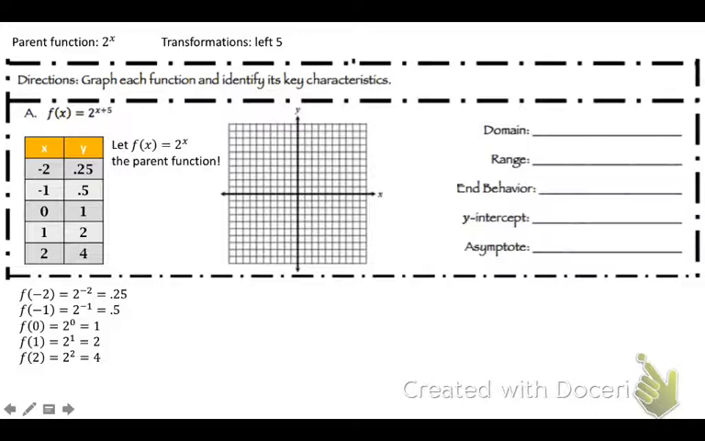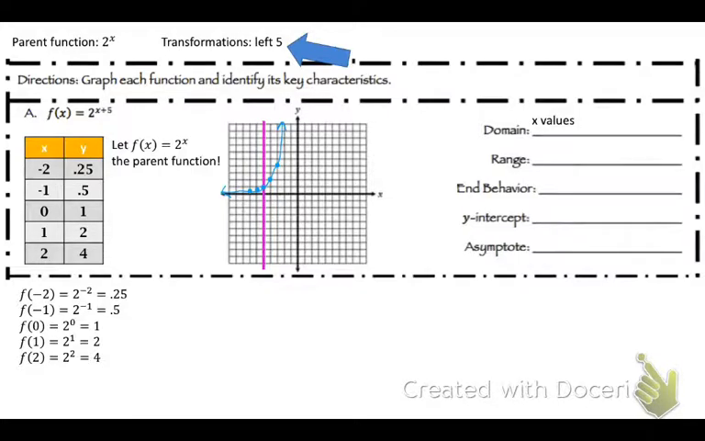Okay. And then my transformation, I went left 5. So that's going to be my new axis right there. I'm going to go left 5 and draw that new axis right there. Now, from that new axis, that's where I'm going to plot these points. So negative 2, 0.25, that's where that first point is. Negative 1, 0.5 is right there. 0, 1 is right there. 1, 2 is right there. And 2, 4 is right there. Then we're just going to draw that.